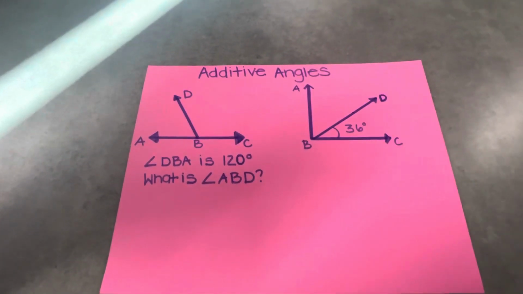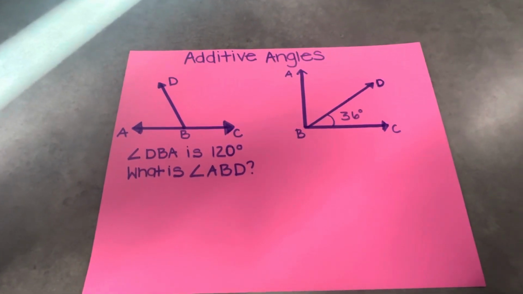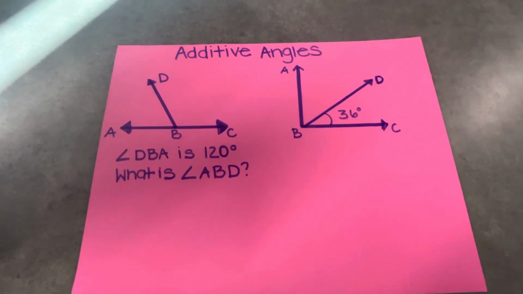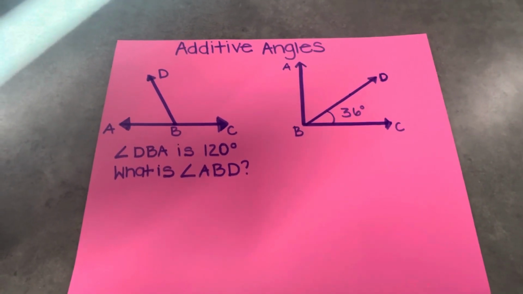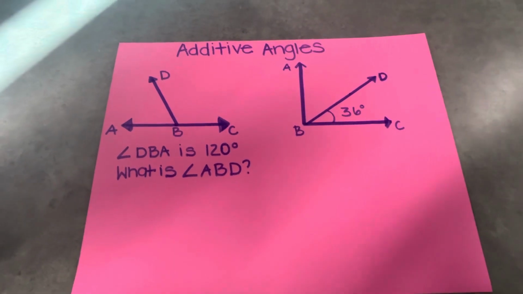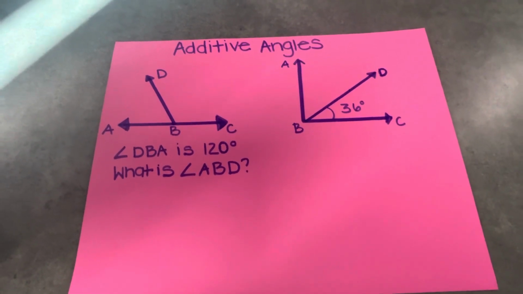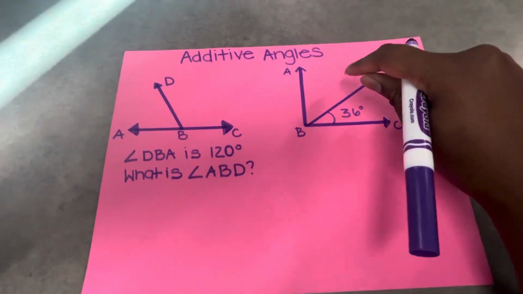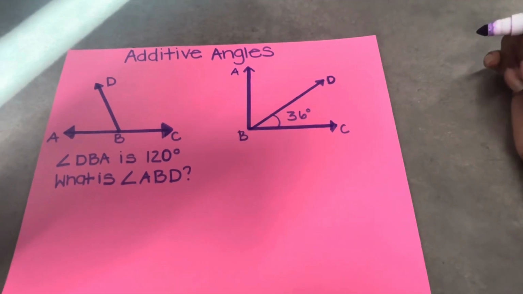All right, so today we're going to look at additive angles. Now, when we see this, we're probably like, okay, it might be a little bit confusing, but I promise it's really, really simple. So let's think about what we know. So let's start off with this one. Now, what do we know?